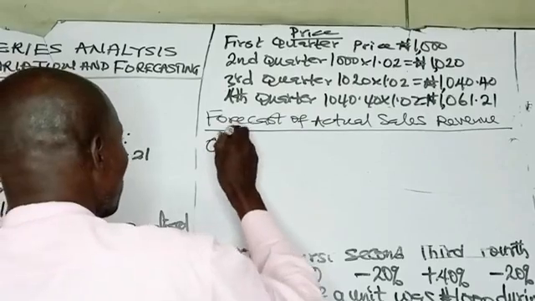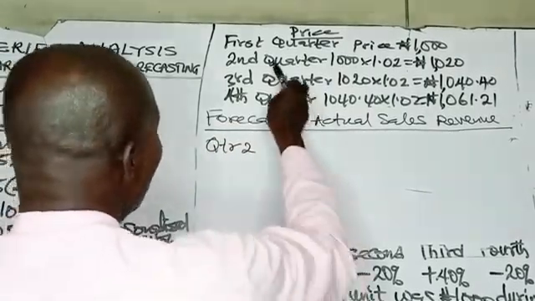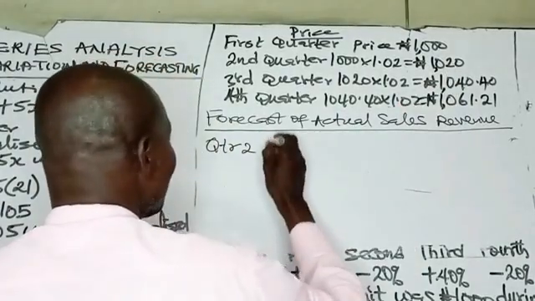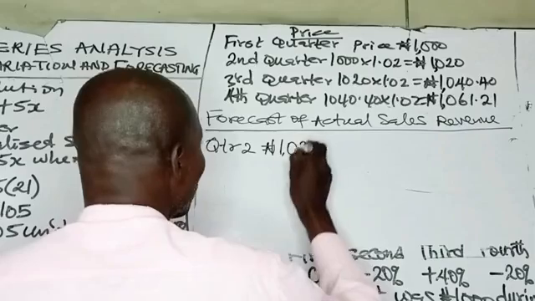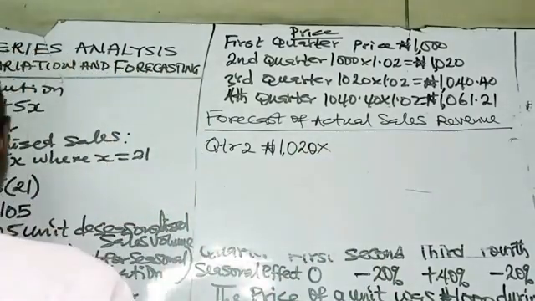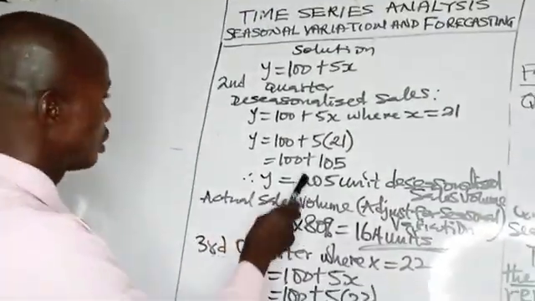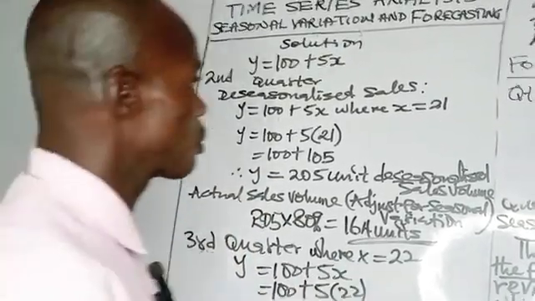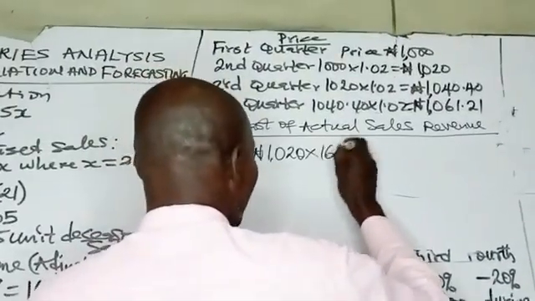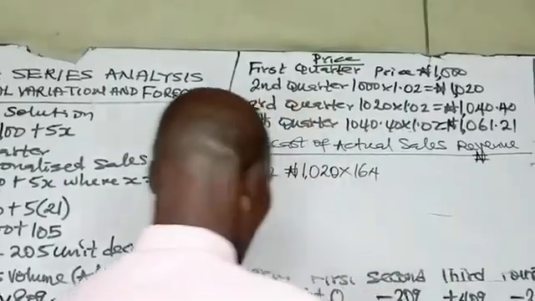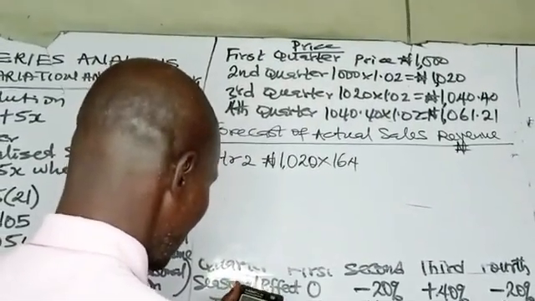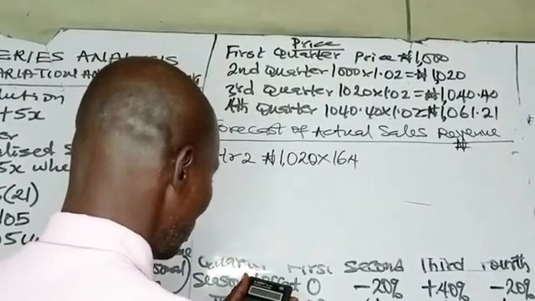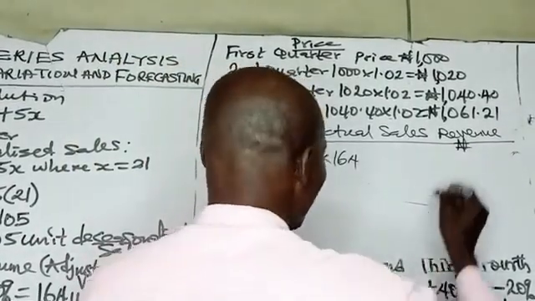So quarter 2 now, the selling price for quarter 2 is 1,020 naira. The number of units sold in quarter 2, we have 164 units. 1,020 times 164. So we have 167,280.